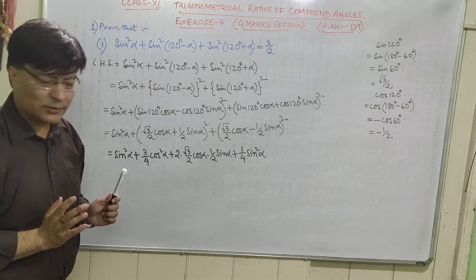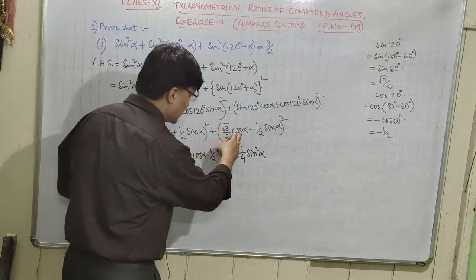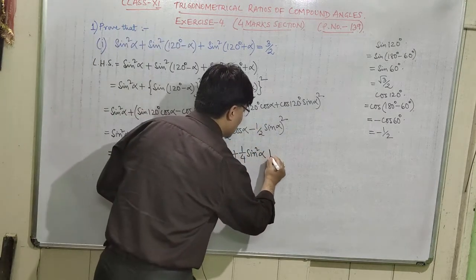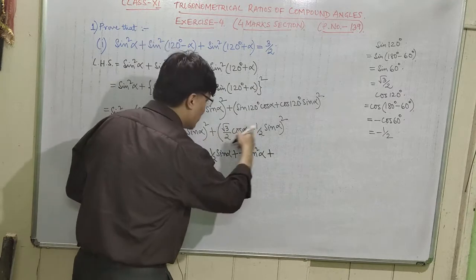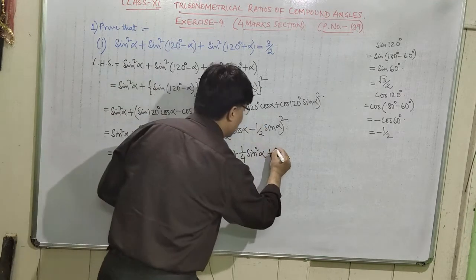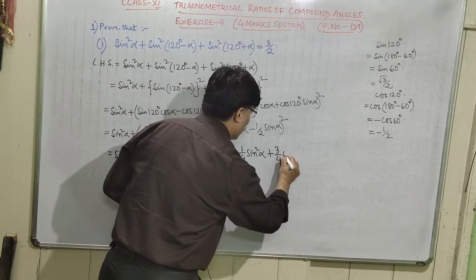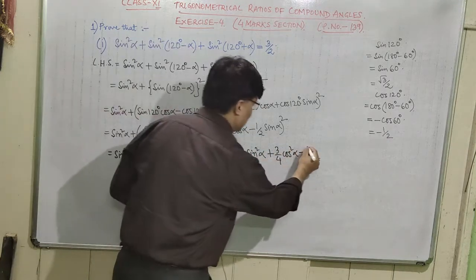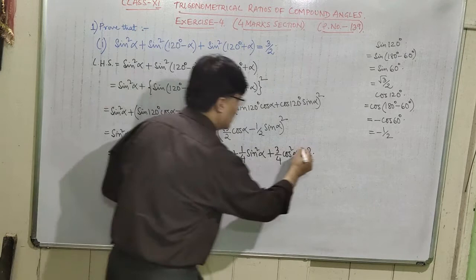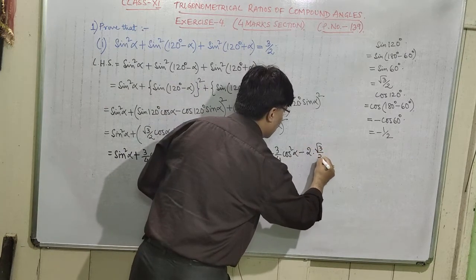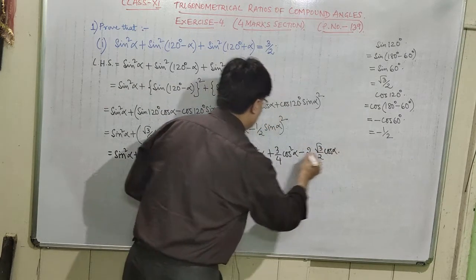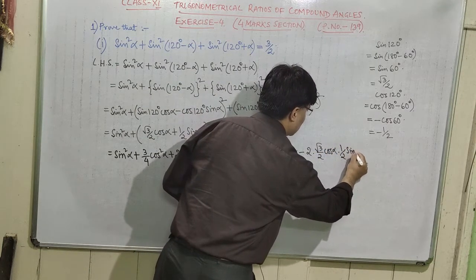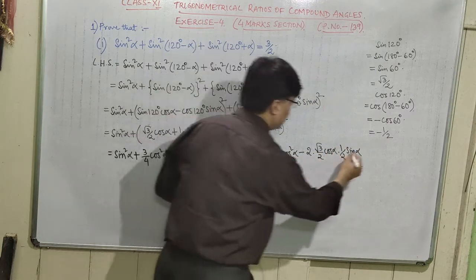Is that understood? Next, this is again a minus b whole square. So you know (a minus b) whole square is a square plus b square minus 2ab. What is a whole square? (Root 3 by 2 cos alpha) whole square, that is 3 by 4 cos square alpha minus twice ab. What is twice ab? 2 into what is a here? It is root 3 by 2 cos alpha into what is b? Half sine alpha.